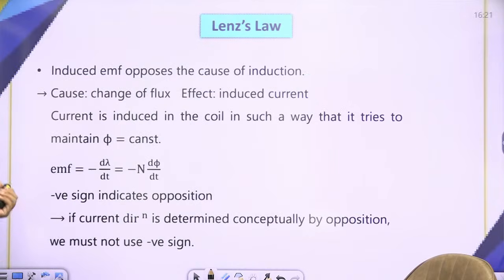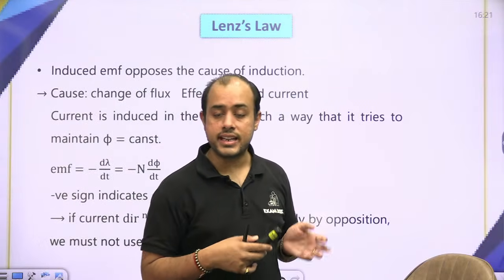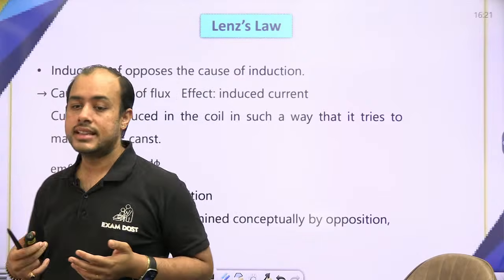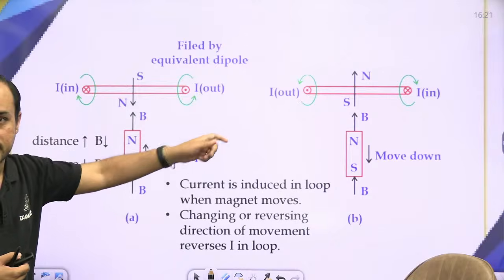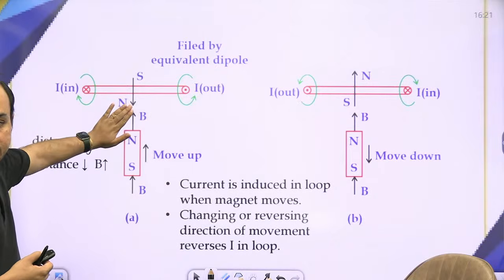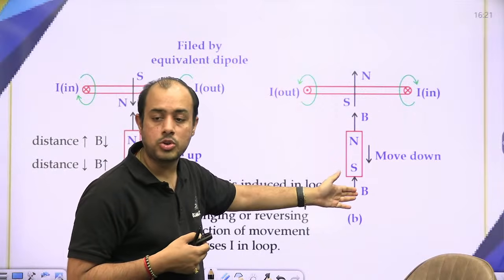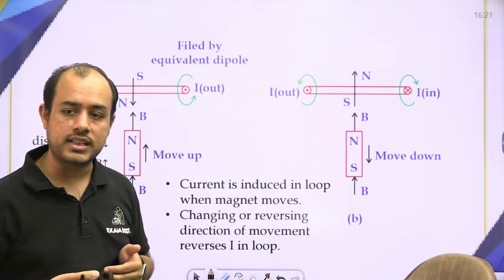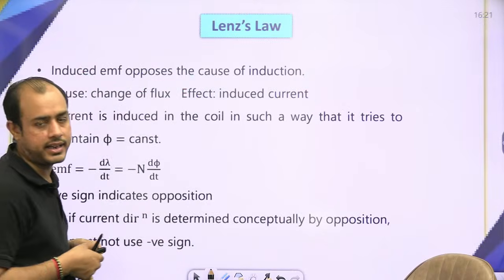Okay, now Lenz was a scientist that took Faraday's law further. He told one additional statement that induced EMF opposes the cause of induction, which I told you here. If you are moving the magnet up, it will try to repel it. When you are taking the magnet down, to oppose, it will attract it. अगर दूर ले जाओगे तो अपोज करने के लिए अट्रैक्ट करेगा, पास लाओगे तो अपोज करने के लिए रिपेल करेगा.